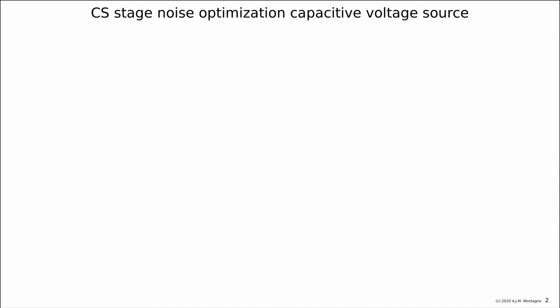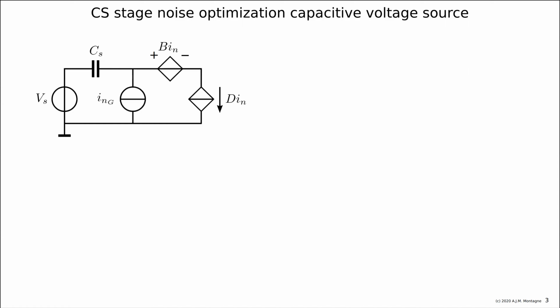So the optimization for a capacitive voltage source. The situation is like this. We have a source, VS, a voltage source, with a source capacitance CS, and there I attached the noise model of the NMOS, of the MOS transistor. You remember two correlated sources, B times IN and D times IN, and the gate referred noise, the gate current referred noise, ING.